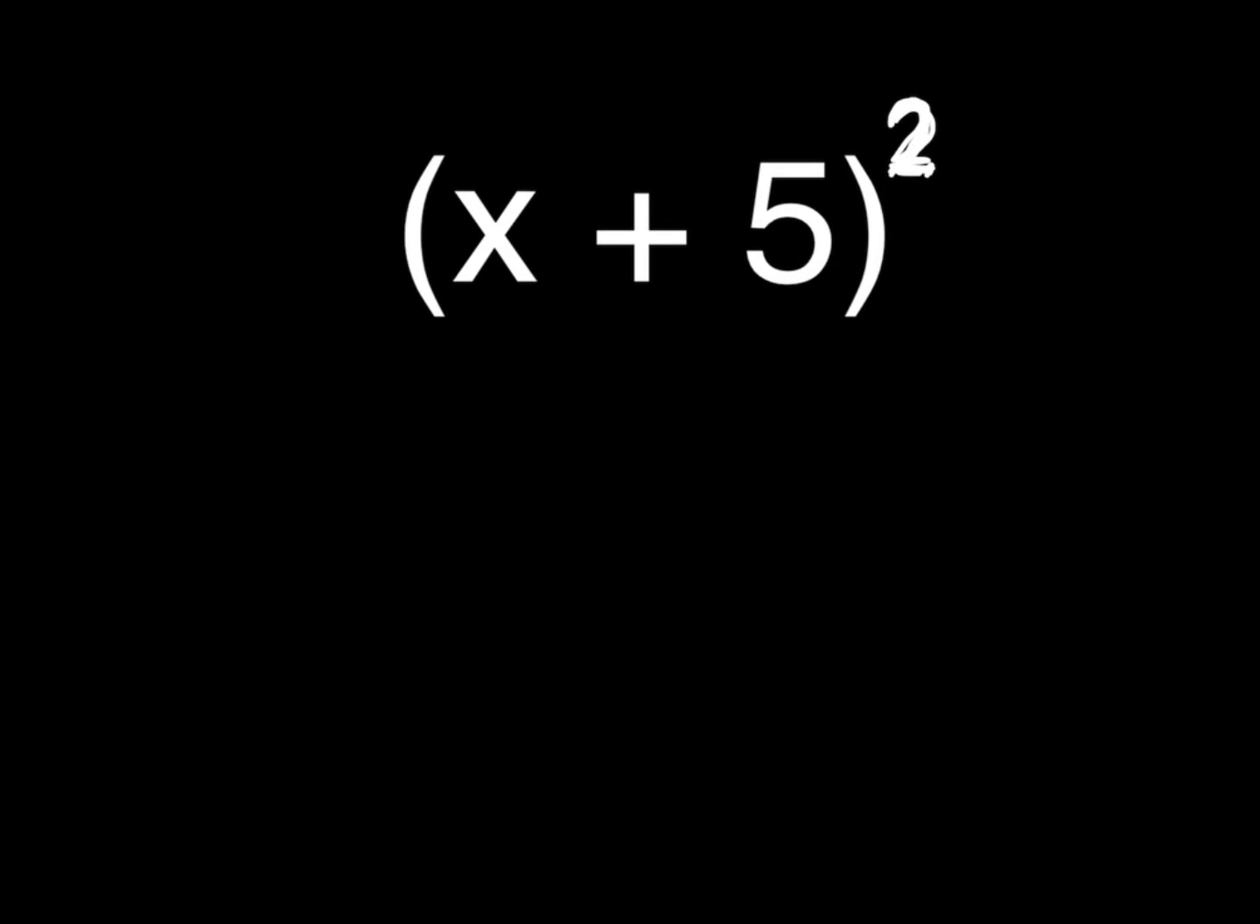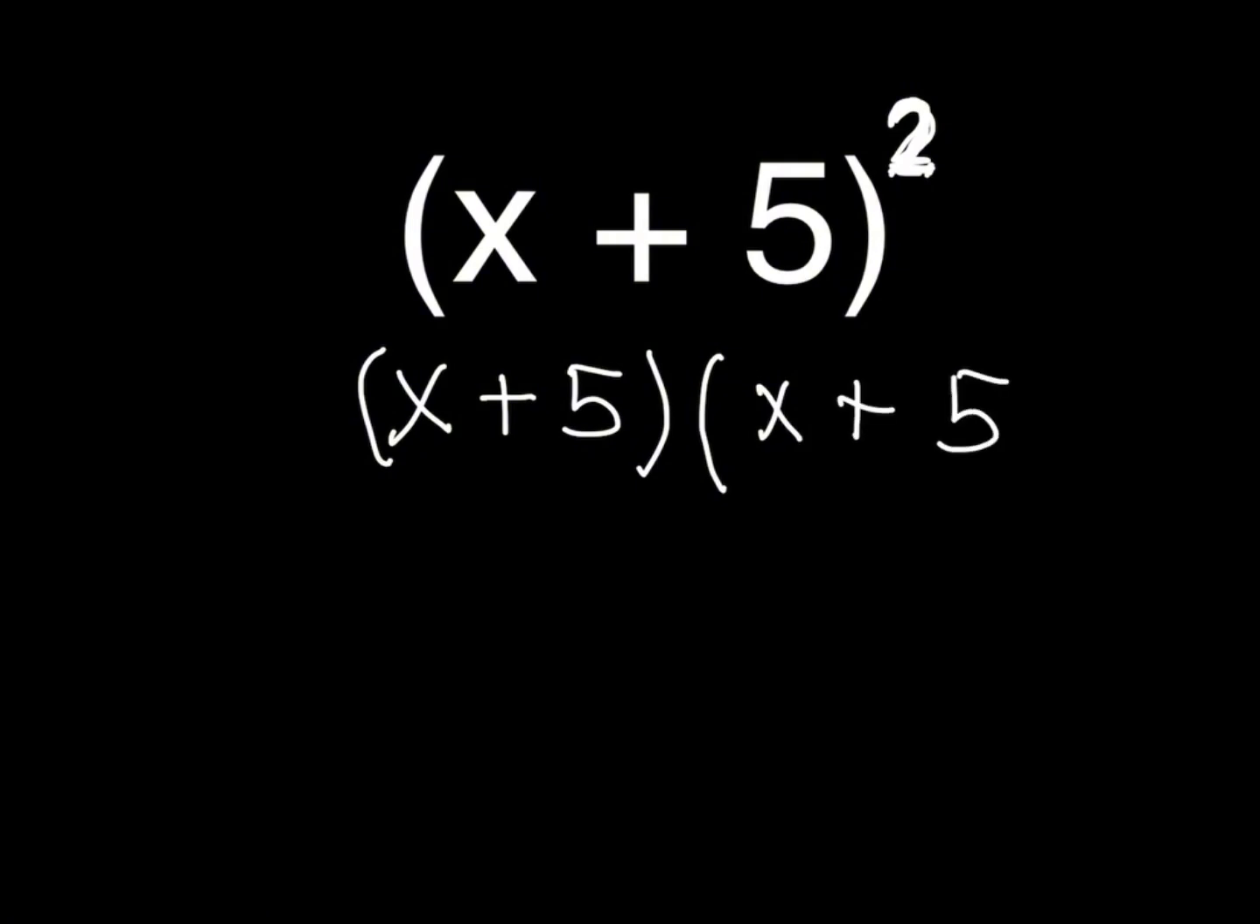So in this kind of example, if you have (x + 5)², all you have to do is separate them into two. So you have two quantities: (x + 5) times (x + 5). And then after that, you have to follow the normal expanding of brackets.